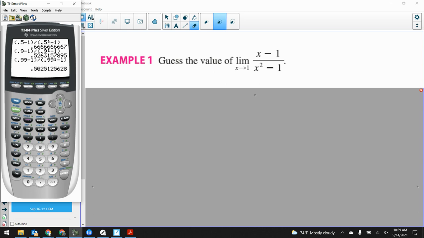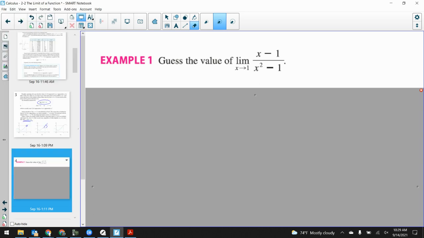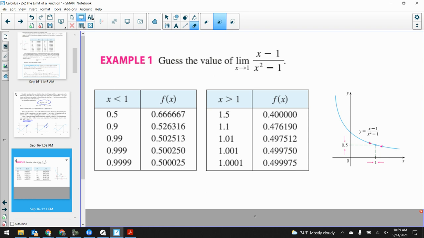We should. I'm going to be a little cheater here, because I have all the tables here for us. Take a look at what's happening. Look, they didn't even plug in 0. They just went straight to 0.5. They went 0.5, 0.9, 0.99, 0.999, 0.9999, and so on. And look, they did it from the upper side too. 1.5, 1.1, 1.01, 1.001, 1.0001. Do we see it a little bit clearer now? Do we see that the limit looks like it's going to go to 1/2?